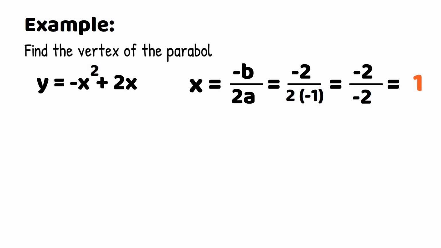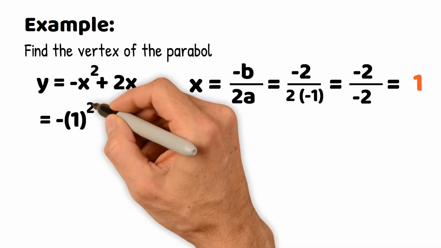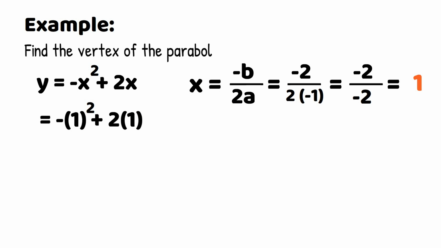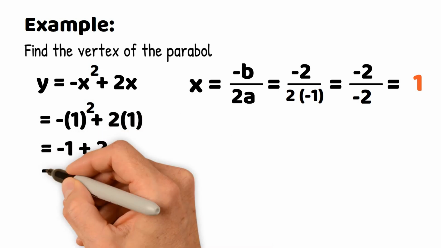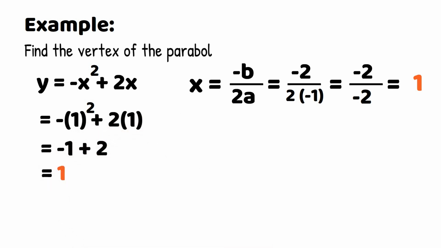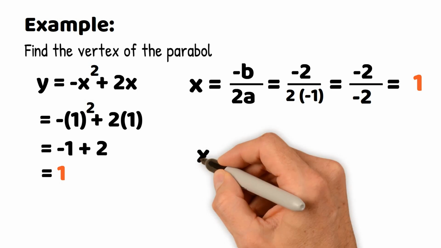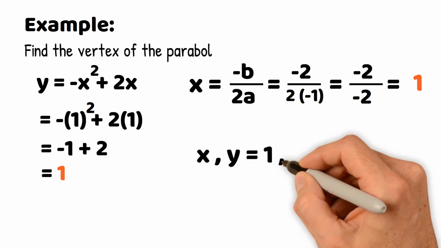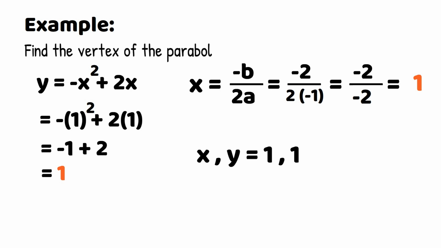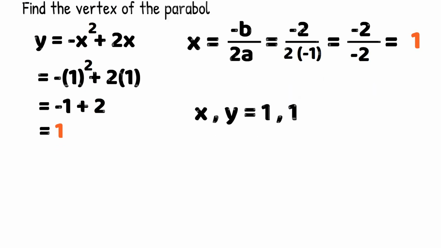If we want to get the coordinates of that point, we also need to find the y-coordinate. As we have x equals 1, we can substitute into the equation y equals negative x squared plus 2x, and we get y equals negative 1 plus 2, which is 1. So the y-coordinate of the vertex is also 1, which means that the vertex is located at 1, 1. This is the turning point of the parabola.